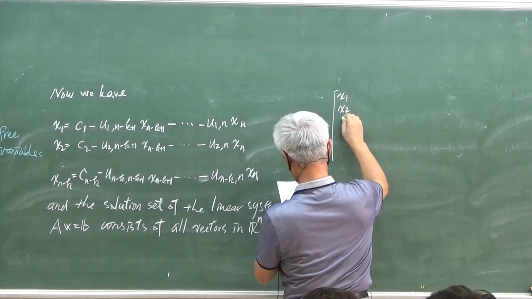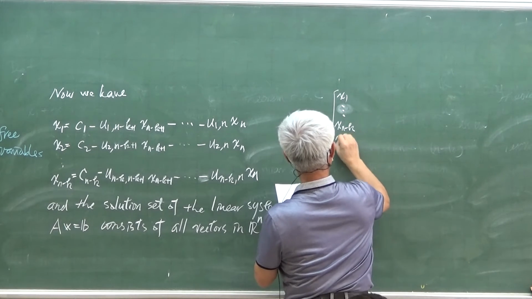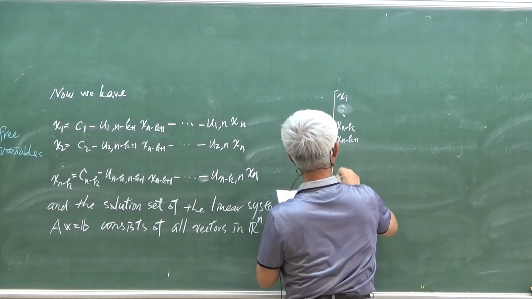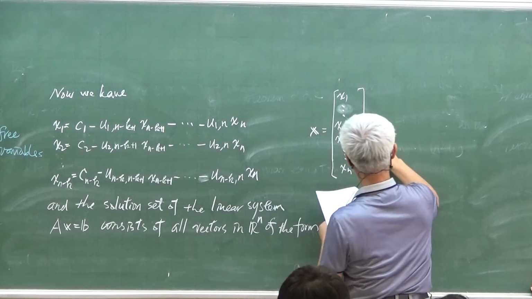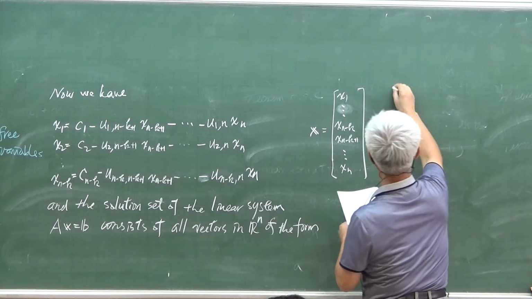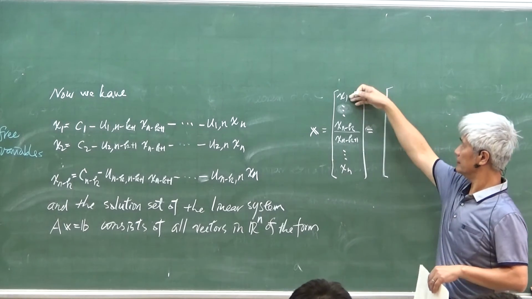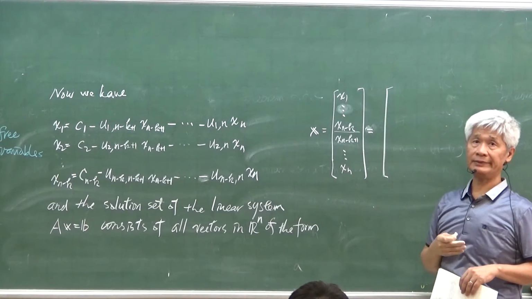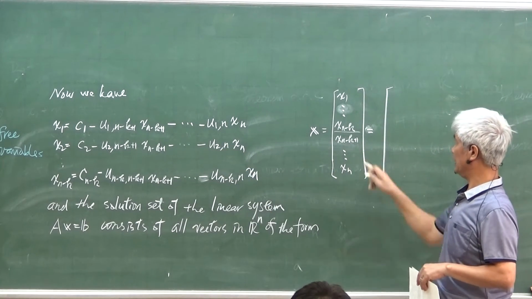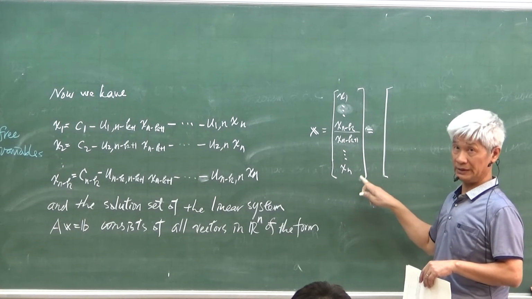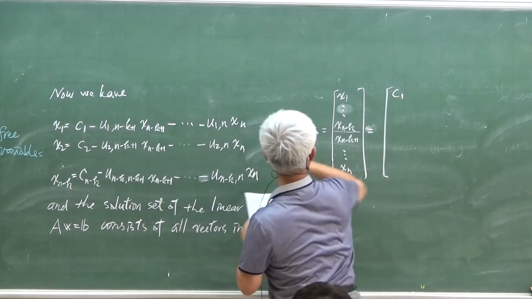x1, x2, maybe xn minus k, xn minus k plus 1, up to xn. Okay, so the first n minus k variables are dependent and can be expressed like that. And the last k variables are free or independent variables. Alright, so let me copy here.